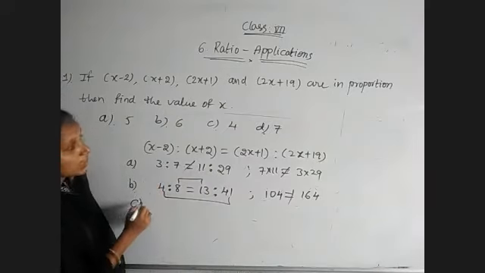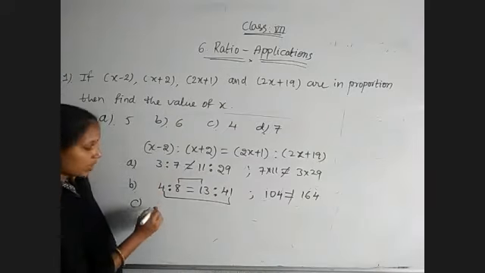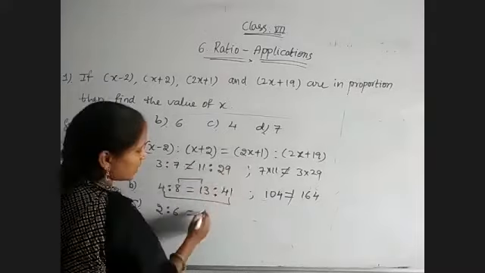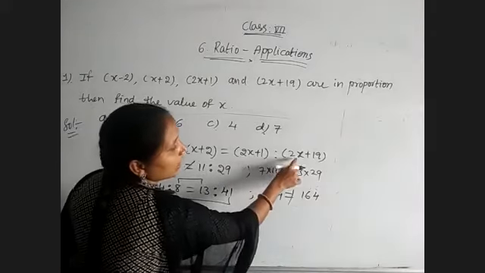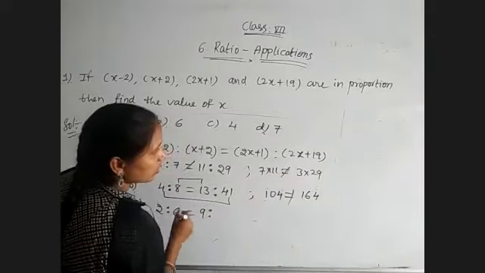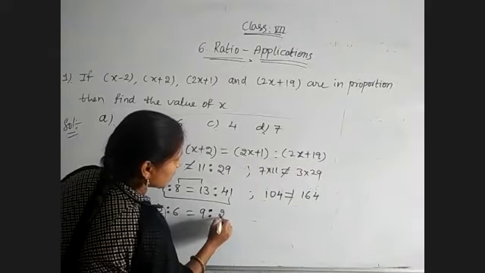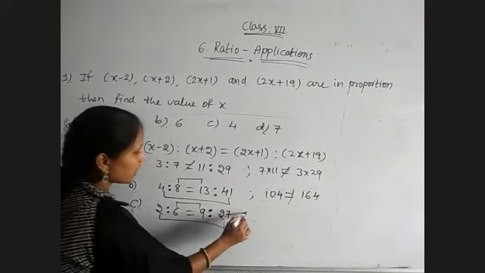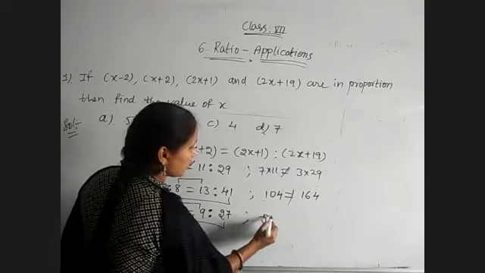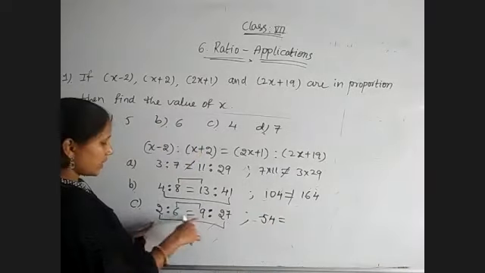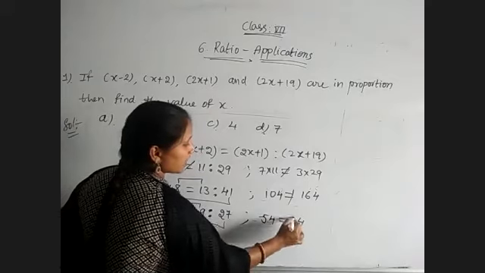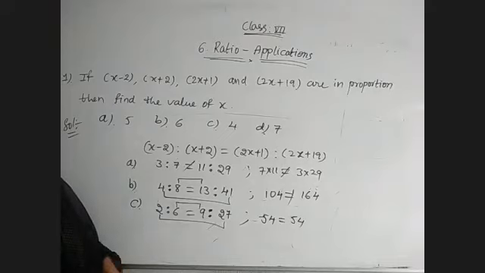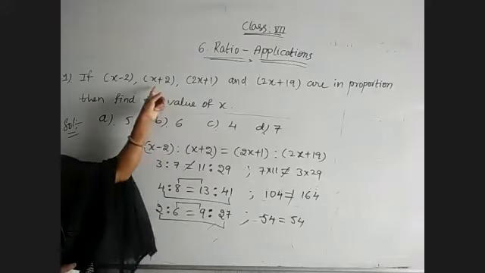And then the next option is 4. 4 minus 2 is a 2. 4 plus 2 is a 6. And 2 fours are 8 plus 1 is 9. 8 plus 19, 27 we will get. Now find the product of means and the product of extremes. 6 nines are 54 and 2 into 27: 2 sevens are 14, 2 twos are 4 plus 1 is 5, 54. At 4 we are getting both as a proportionality pair. So 4 is the required value of x.